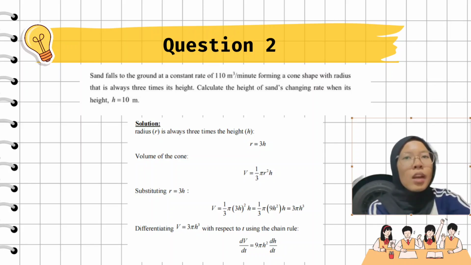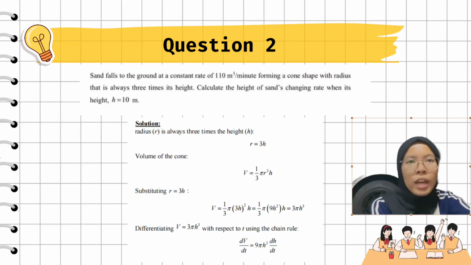I will present question 2. The question is: sand falls to the ground at a constant rate of 110 cubic meters per minute, forming a cone shape with a radius that is always 3 times the height. Calculate the rate of change of the height of the sand when its height is h equals 10 meters.